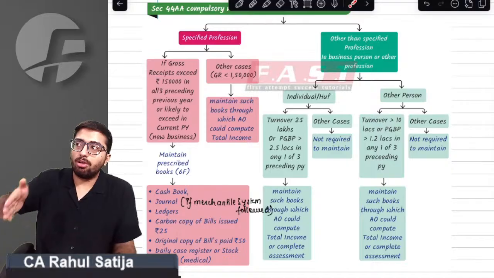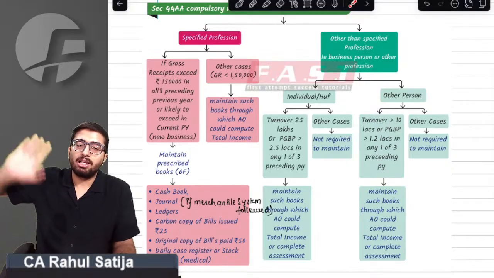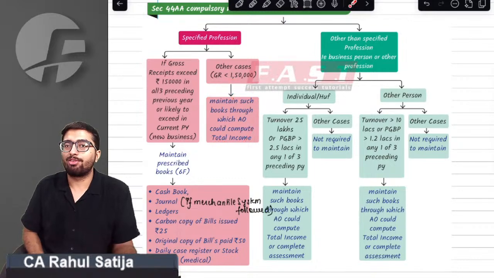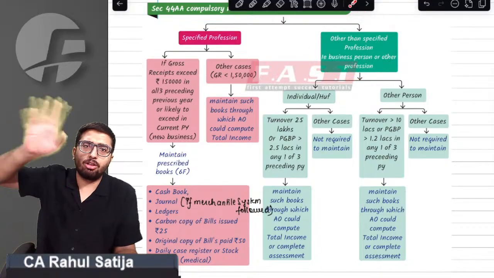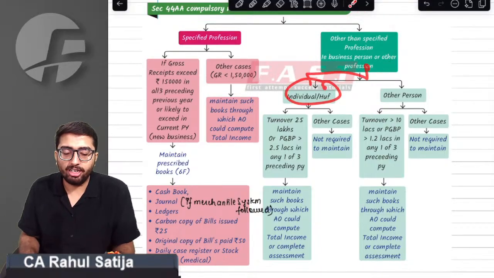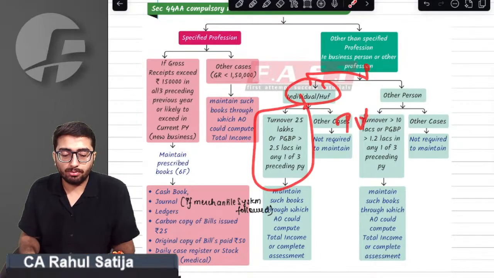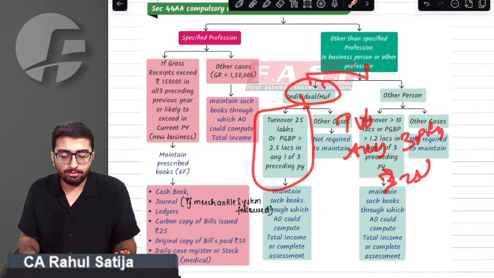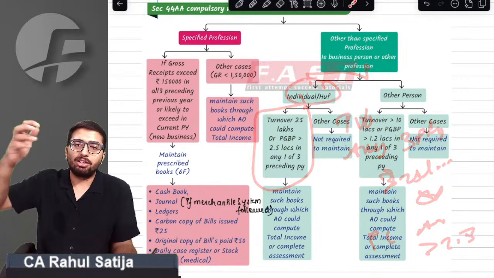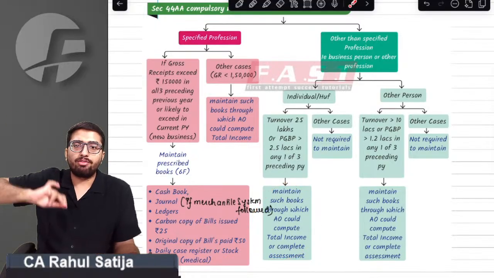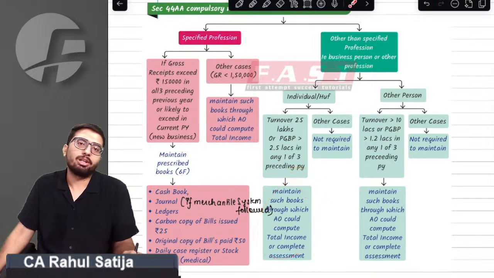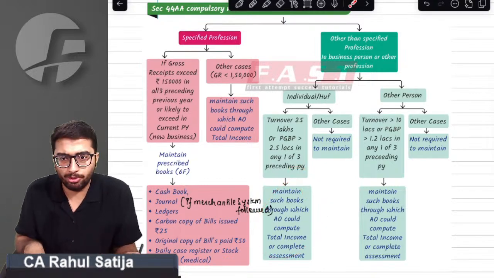But if receipts for any of the years are less than 1,50,000 rupees, then you have to maintain such books of accounts through which the AO is able to compute your total income. If you are not a specified professional and are doing any kind of business, the provision says in case of individual or HUF, if your turnover in any of the 3 preceding financial years is greater than 25 lakh, or your PGBP in any year exceeds 2.5 lakh, you have to maintain such books of accounts through which the AO can compute your total income.